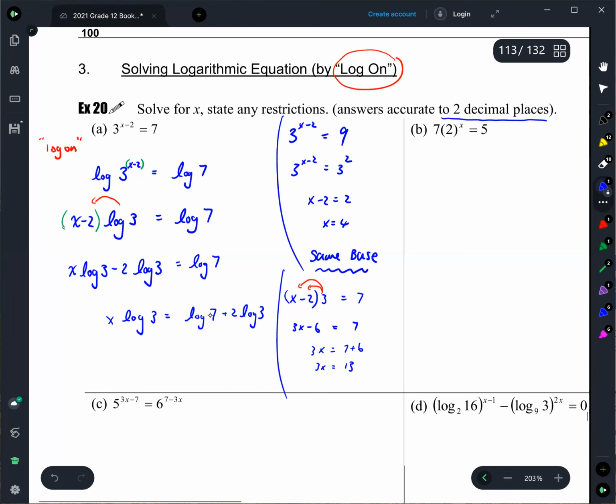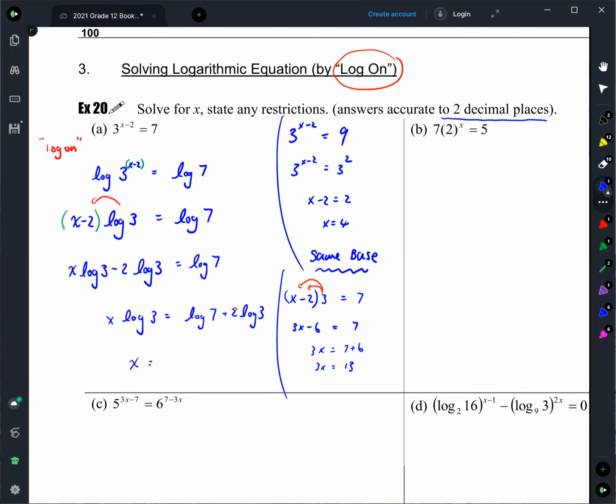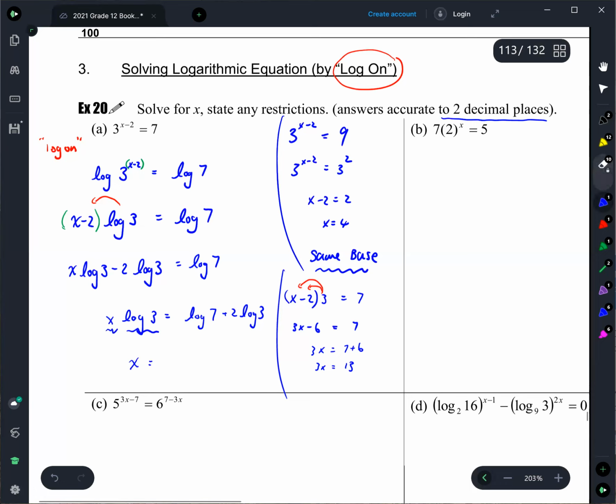Other than that, what else can we do to isolate x? Could you subtract log 3? What's between the x and log 3? Oh, divide by log 3. That's right, okay? They are multiplying, so you do the opposite. So you divide both sides by log 3. Okay, so this will be the expression. If they say they want an expression, you leave it like that.